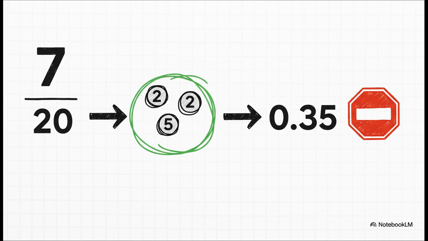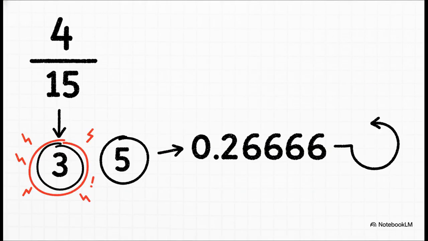So what does our magic rule say? It's going to be a finite decimal. And what do you know, if you check it on a calculator, 7 divided by 20 is 0.35. It stops. The trick works. How cool is that? Let's try one more.